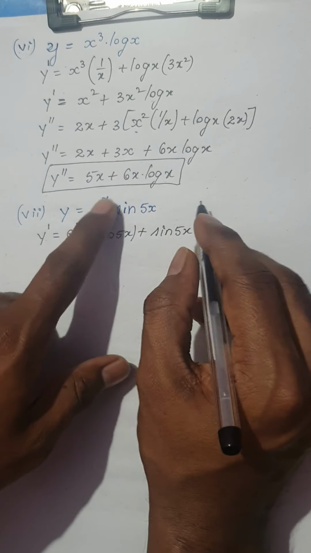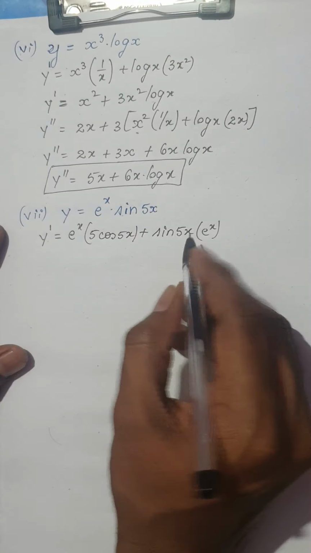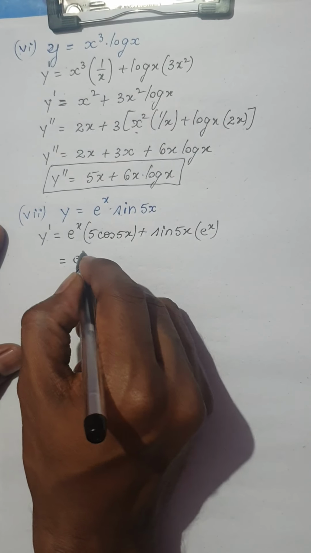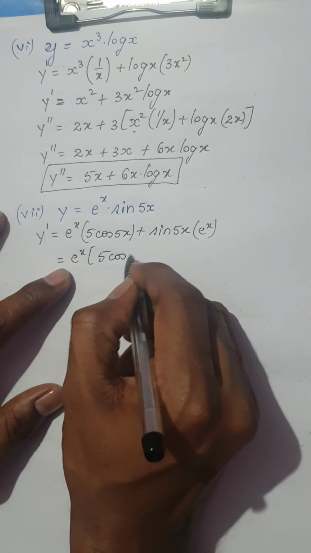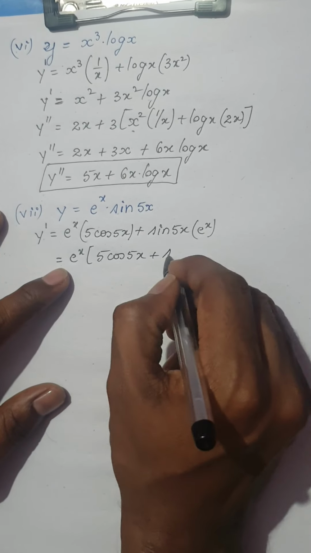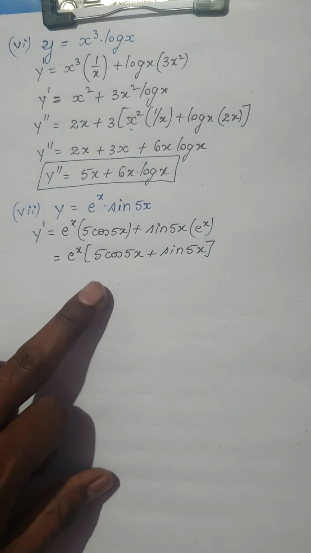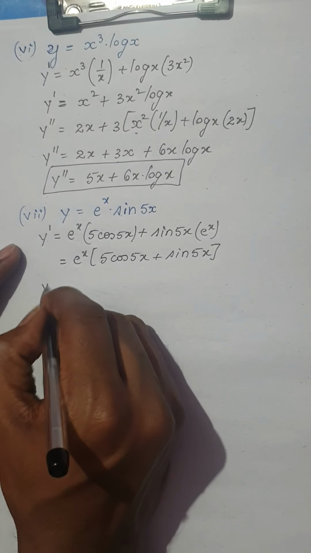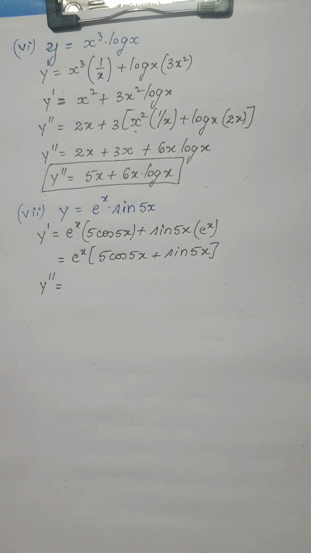Now what is the derivative of e power x? We know the derivative of e power x is e power x itself. Now this can be written as, in both the terms I have e power x common, so keep it outside. So I'll get e power x into 5 cos 5x plus sine 5x. Remember, this is my first order derivative. Is it clear?